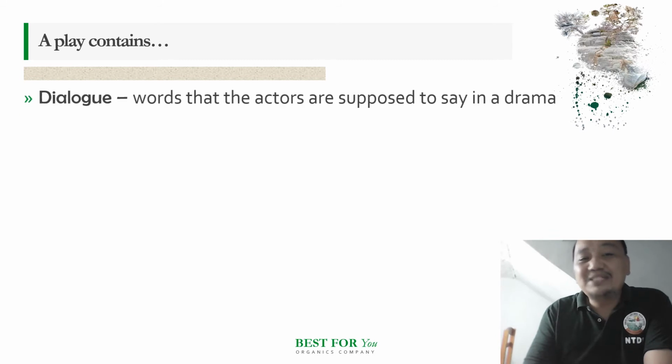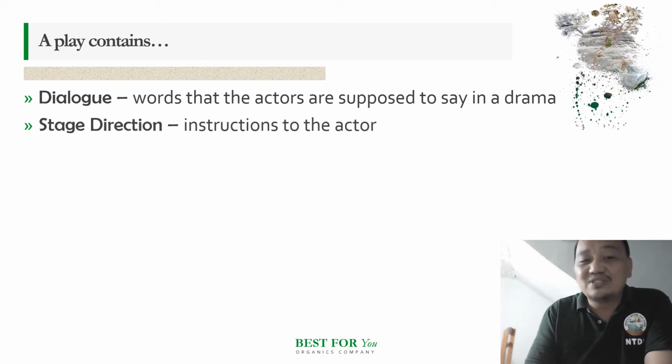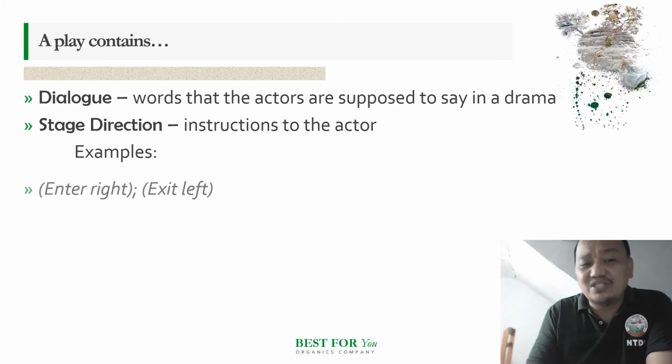So basically, a play consists of two things, among other things, of course. The first one is dialogue. These are the words that you want your actors to say during their performance. Then, of course, there is the stage direction or the instructions to your actors. They can, of course, read that when they are presented with the play.